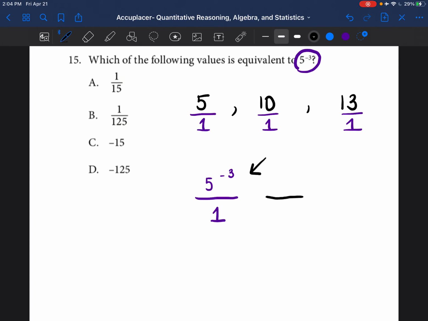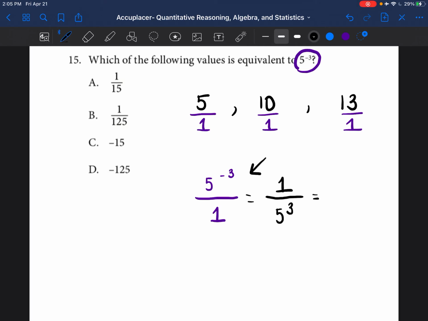So instead of 5 to the negative 3 being on top, we could put 5 to the 3 on the bottom. And because we switched it from top to bottom, that negative 3 goes to positive 3. And we can go ahead and put that 1 on top. So 5 to the negative third power over 1 is the same as saying 1 over 5 to the positive 3 power. Okay, so I hope I haven't lost you. I'm going to show you guys another example, but let's just get through this problem, okay?